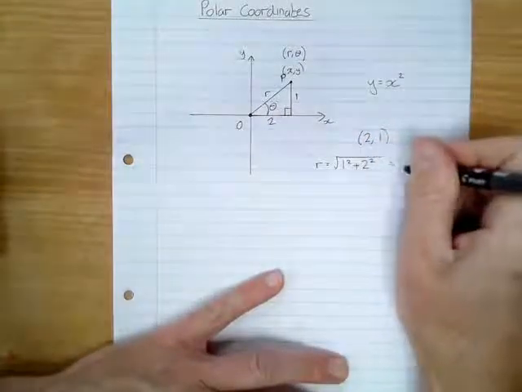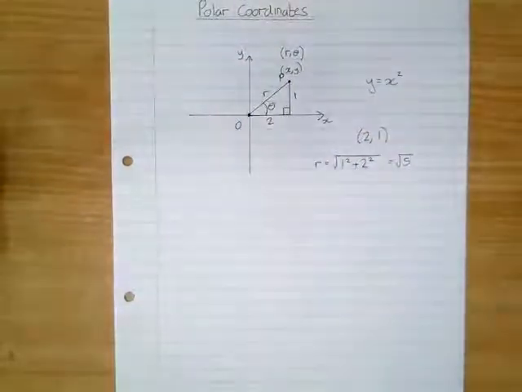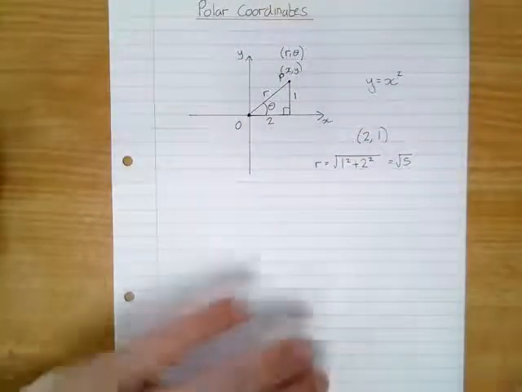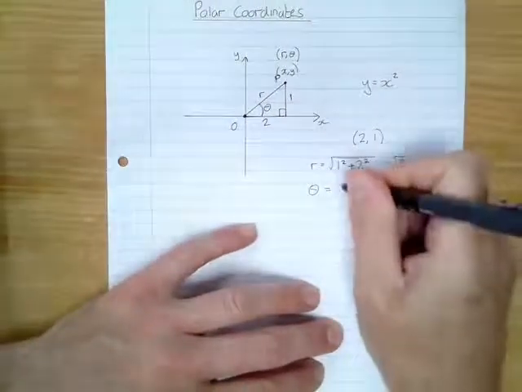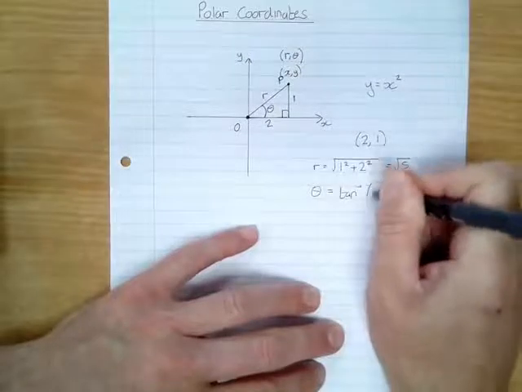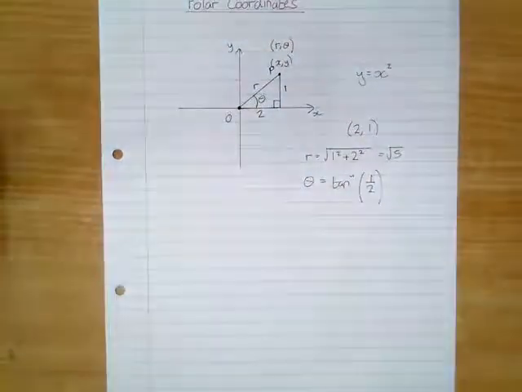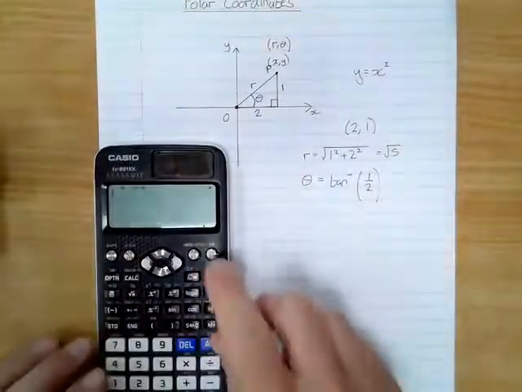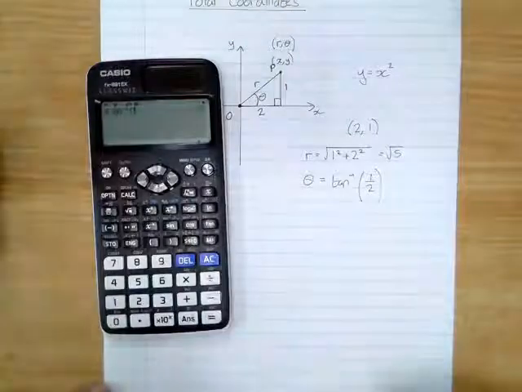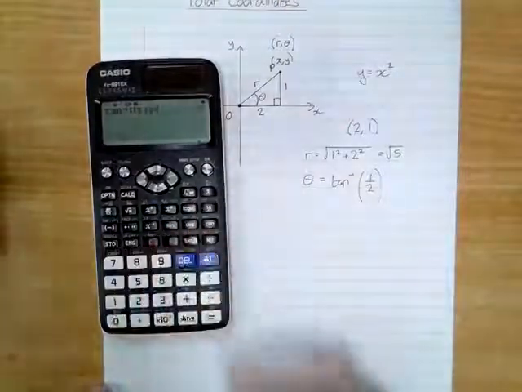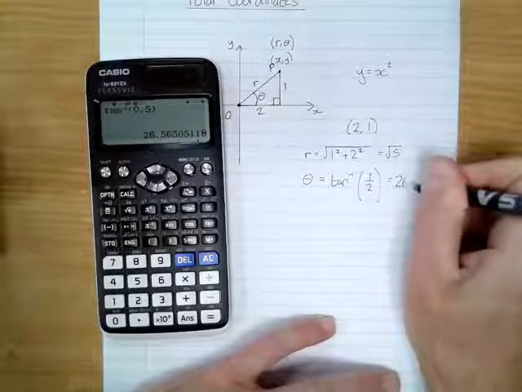Which is going to be the square root of 5. So that distance there is the square root of 5. And the value of theta is simply going to be tan to the minus 1 of a half. I'm going to need my calculator for that because I don't know what that is. I'm in degrees, so I'll do it in degrees. Sometimes it's done in degrees, sometimes in radians, depending on the question. This is in degrees. There we are, 26.6 degrees.